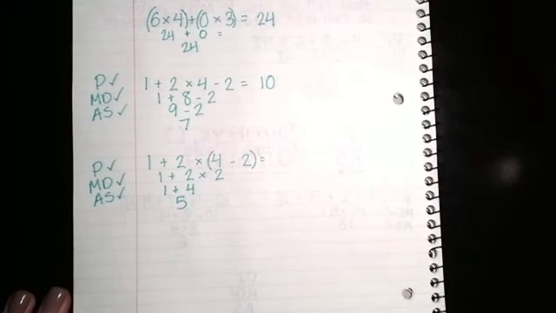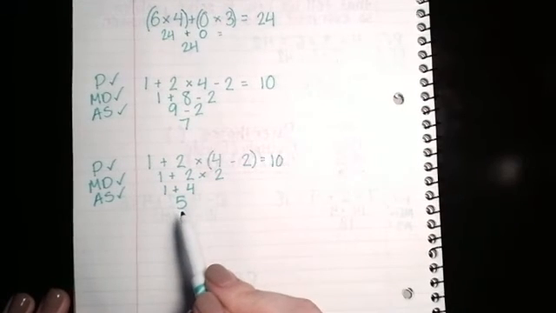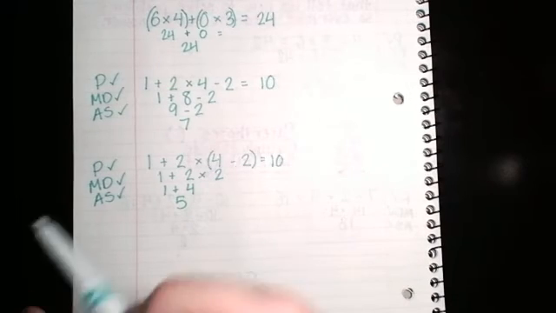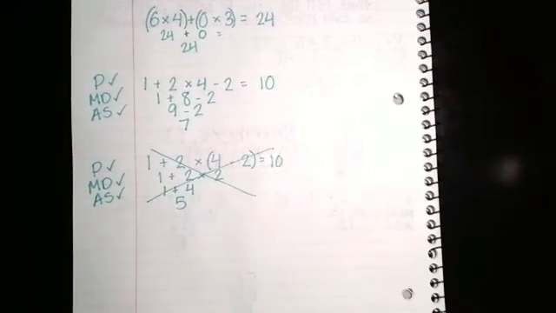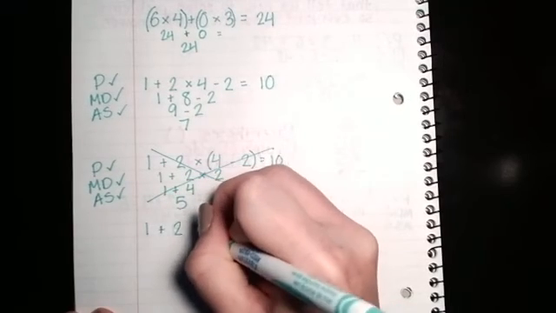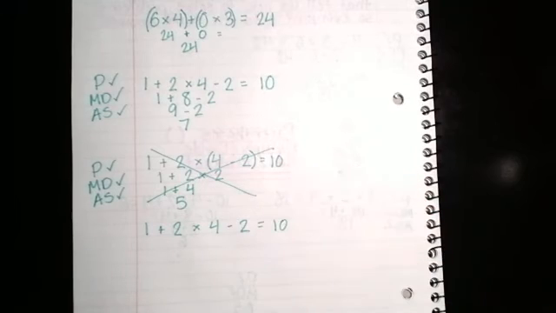Okay, that did not get me to the number I wanted. I wanted to get to 10. I ended up with 5. So these parentheses did not get me to the number I wanted. All right, so I'm going to cross that out. Let's try this again. Same problem: 1 plus 2 times 4 minus 2, and that needs to equal 10.